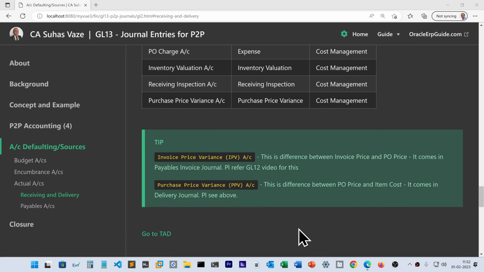So one important tip, already mentioned: the invoice price variance is the difference between invoice price and PO price, and it comes in the Payables Invoice Journal. Refer to GL12 for this. Whereas purchase price variance is the difference between PO price and item cost. It comes in the delivery journal, meaning the second part of receiving.